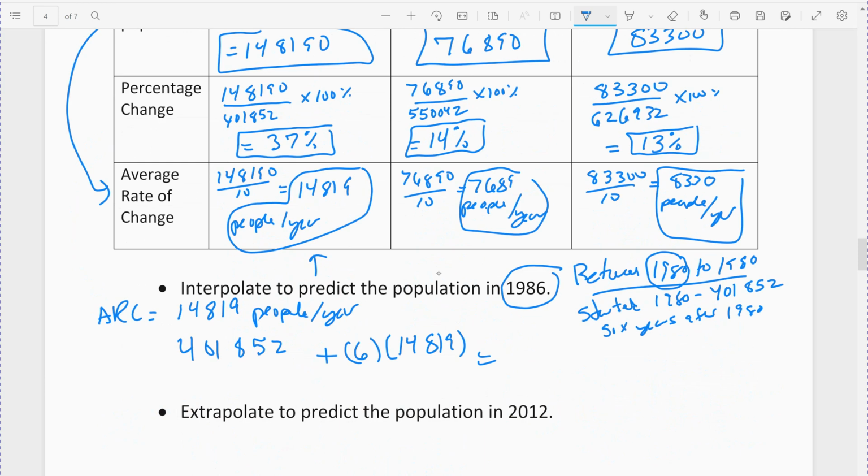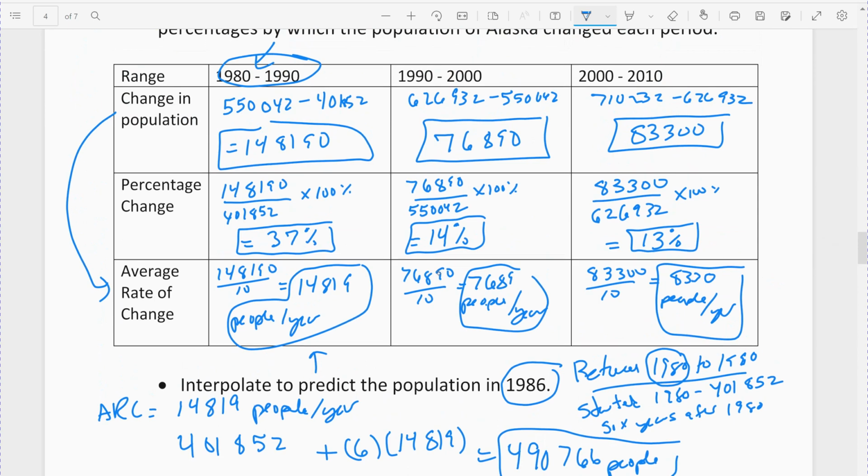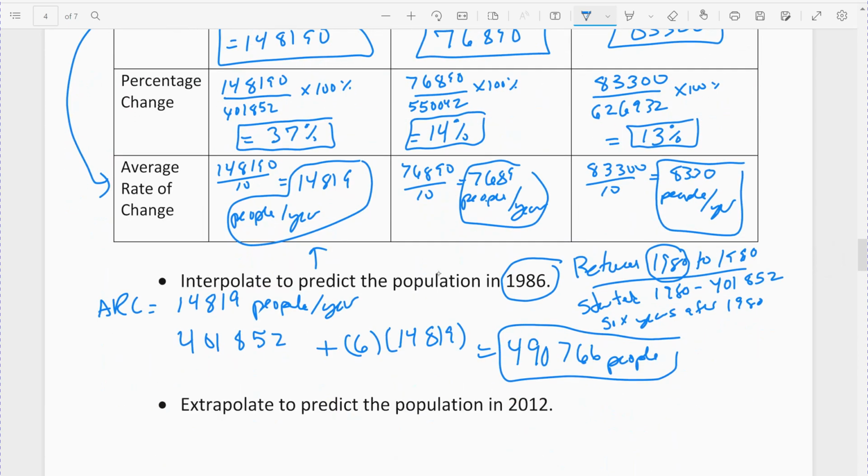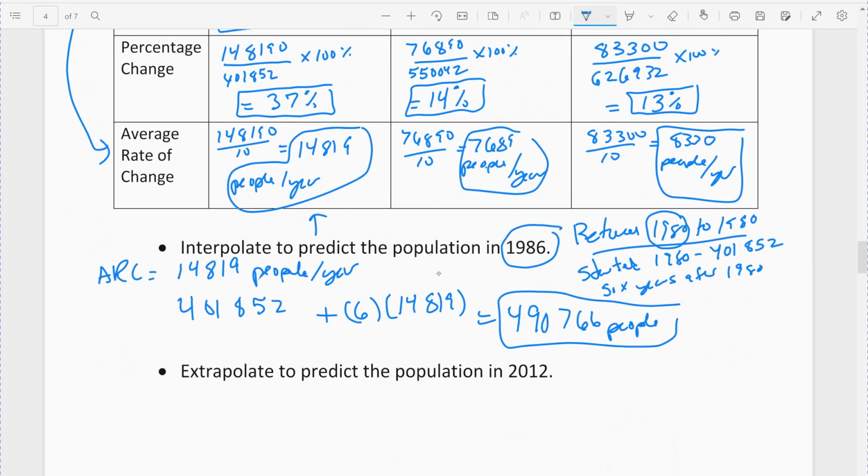So 6 times 14,819, and that's going to put us at a much better number, 4,966 people. Alright, and it is a number that should be between my 401 and my 550, and it is. Alright, so that number makes sense. That, again, is the correct value. So 4,900 is the correct number between that one.